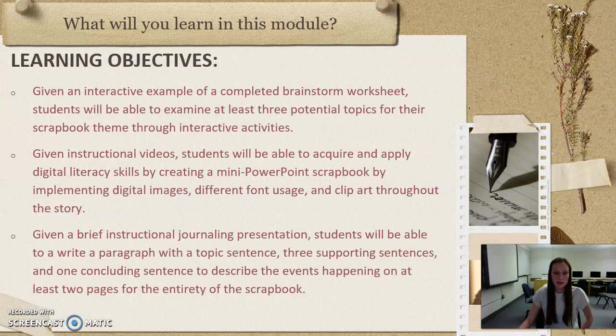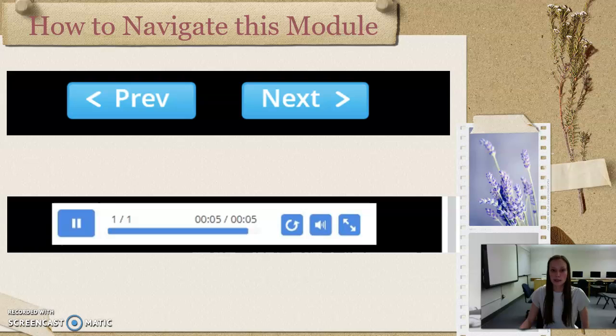At the beginning of my introduction, I introduced the topic by discussing the learning objectives that the students will complete. This consisted of examining potential topics for their scrapbook, acquiring and applying digital literacy skills to create their own digital scrapbook, and lastly, a journaling objective where they will write a paragraph with a topic sentence, 3 supporting sentences, and a concluding sentence. After reviewing the learning objectives, I continued with a slide on how to navigate the module.